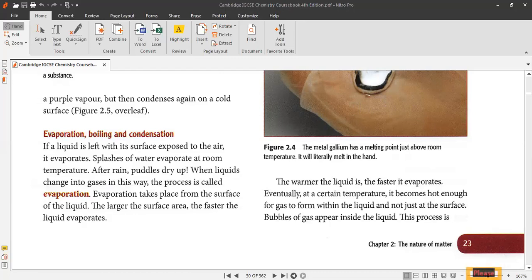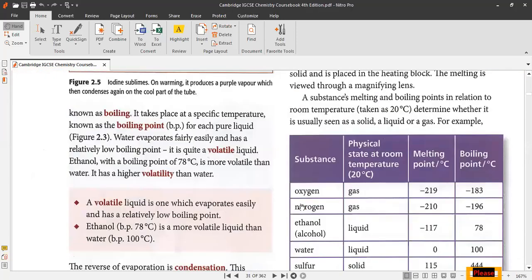So moving on, the warmer the liquid is, the faster it evaporates. That's how the temperature thing works, that if the liquid is warmer, it evaporates faster. Eventually, at a certain temperature, it becomes hot enough for gas to form within the liquid and not just at the surface. So a liquid is slowly converted into a gas. Bubbles of gas appear inside the liquid. This process is commonly known as boiling, right? I hope we understand boiling.